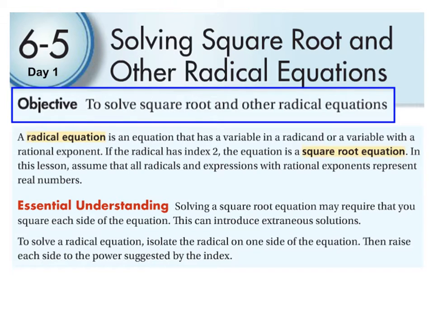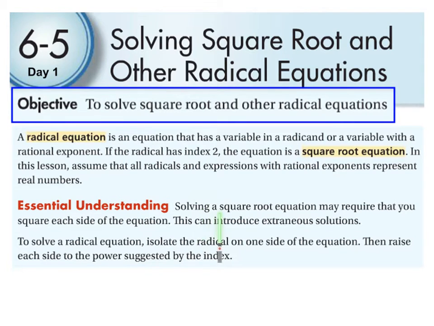So just a little background there. A radical equation is an equation that has a variable in a radicand or a variable with a rational exponent. If it has an index of 2, then it's a square root equation. We are going to assume that all radicals and expressions with rational exponents represent real numbers for this.